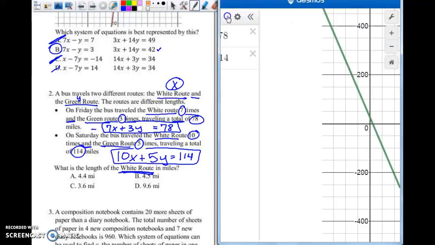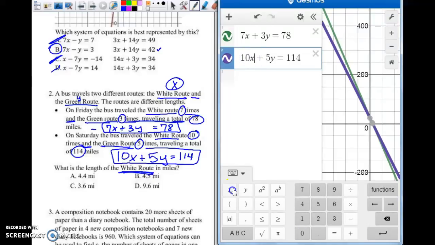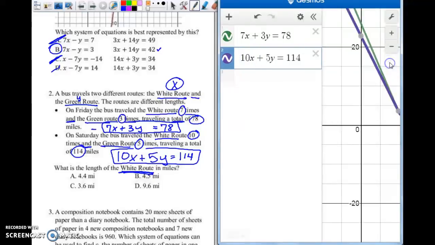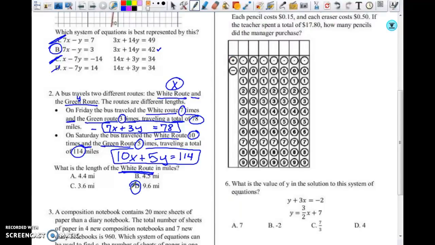Let's see, what did I do? No, I made a mistake. 10x. Okay. So again, we're looking for where they cross. So they cross at 9.6 and 3.6. But again, I'm just solving for the y, and we gave the y the x. So I'm just looking at the x, which is 9.6. Okay.